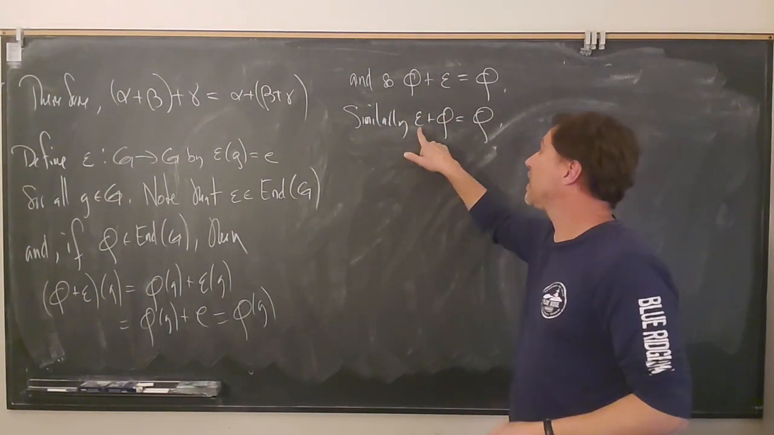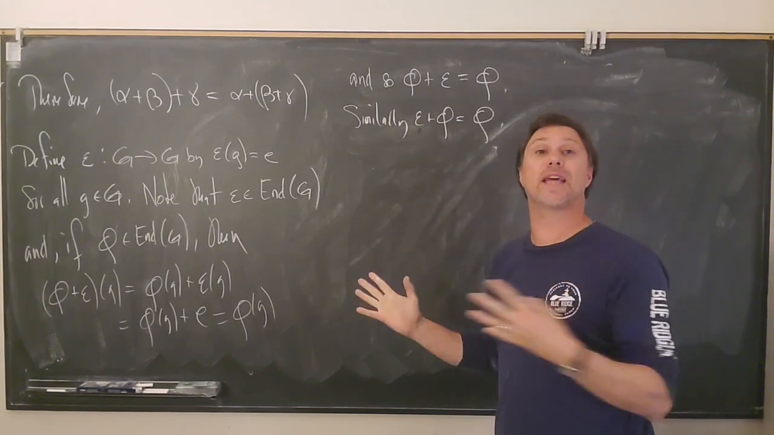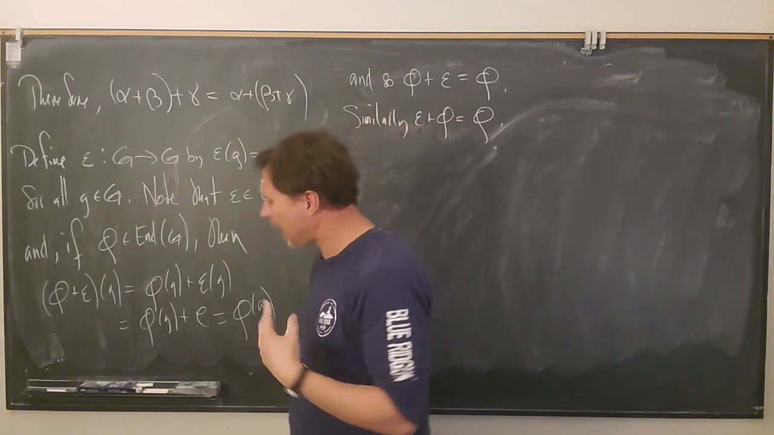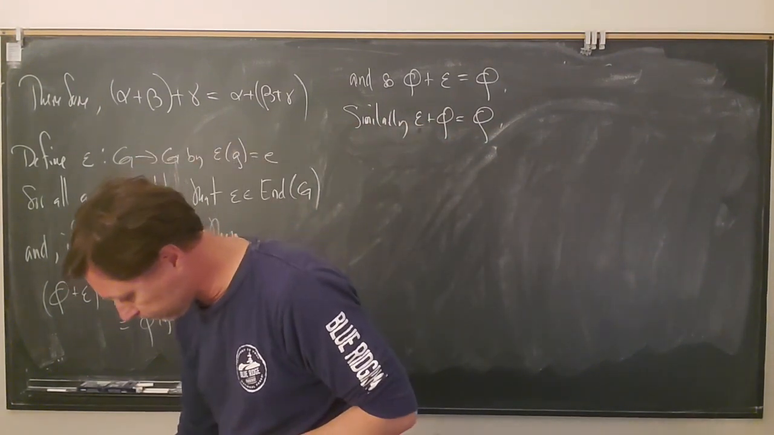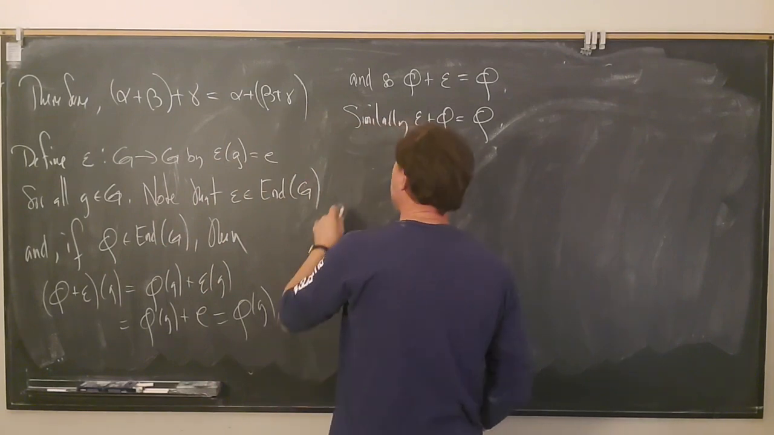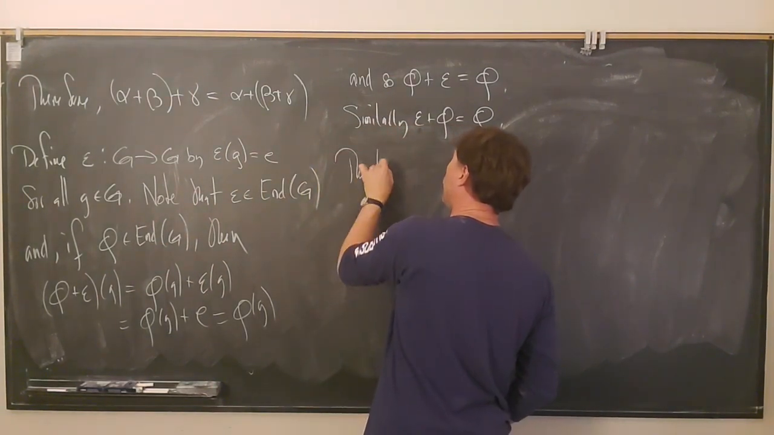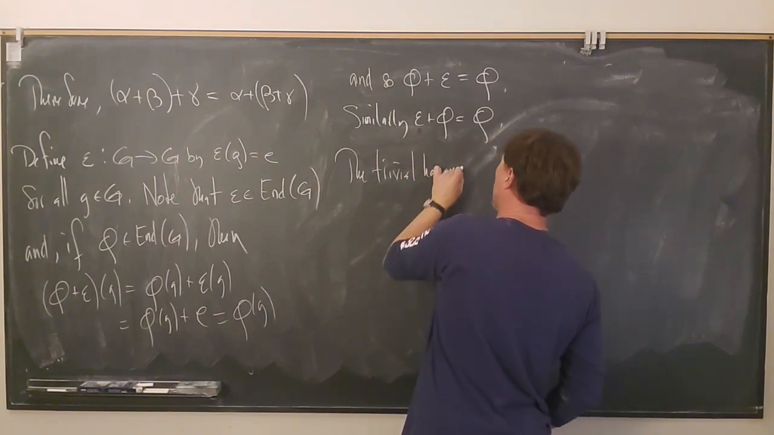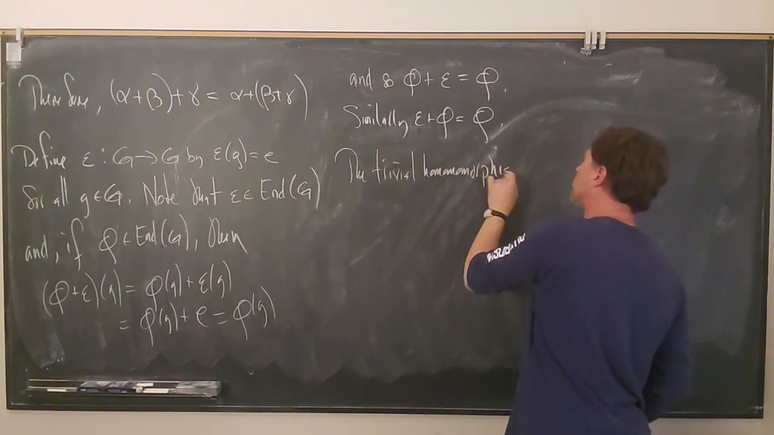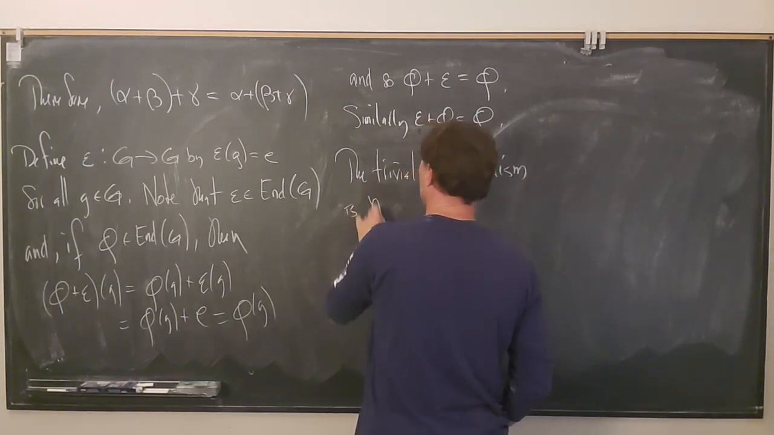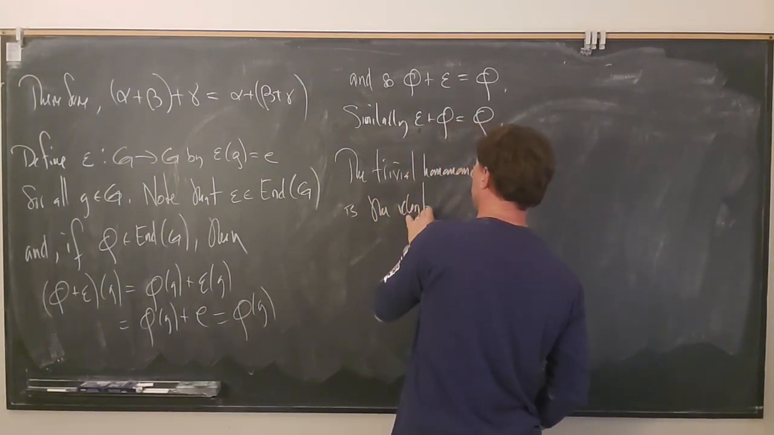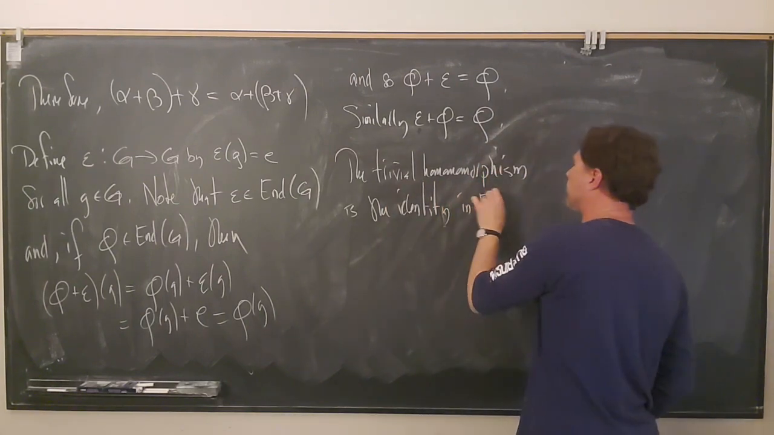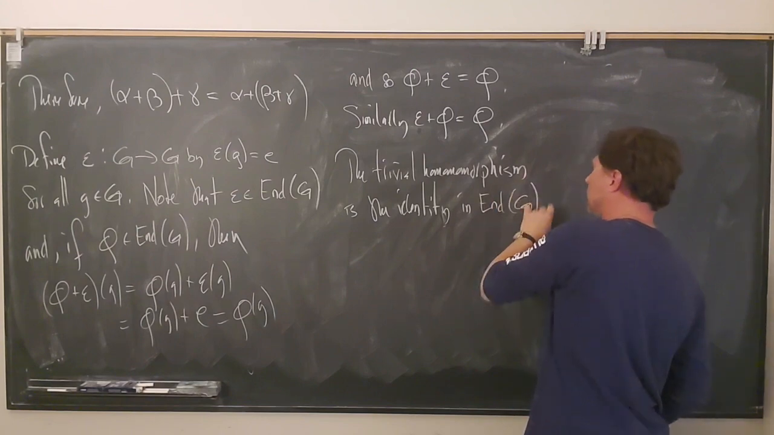So what we have is this function epsilon behaves as the identity in the group, or I guess I haven't quite shown it's a group, but in End G. Okay, so let's recap that. The trivial homomorphism is the identity in End G.